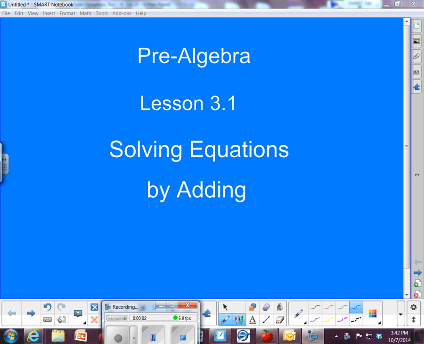Good evening, class. This is Pre-Algebra lesson 3.1, solving equations by adding. This is a really foundational lesson to solving equations, so I hope you'll pay attention.